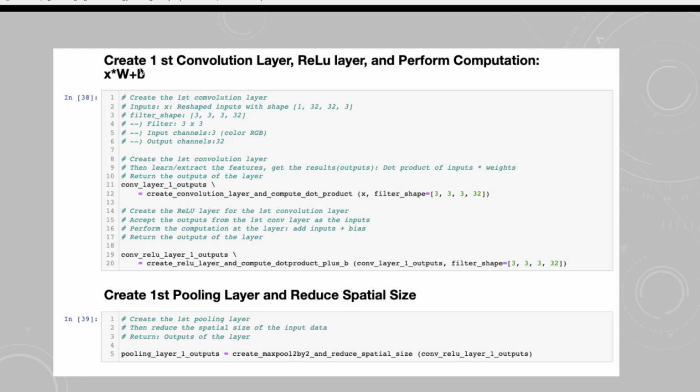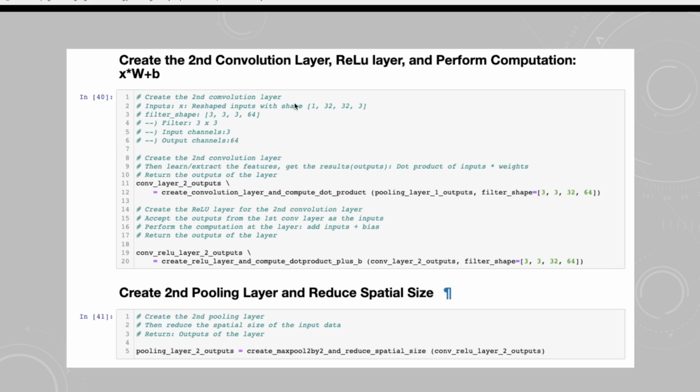Okay, we create the first convolution layer and perform the computation. So we used the filter 3 times 3 and put the input channel as 3 because it's color: red, green, and blue. And the output channels is 32. Same as the layer over here.